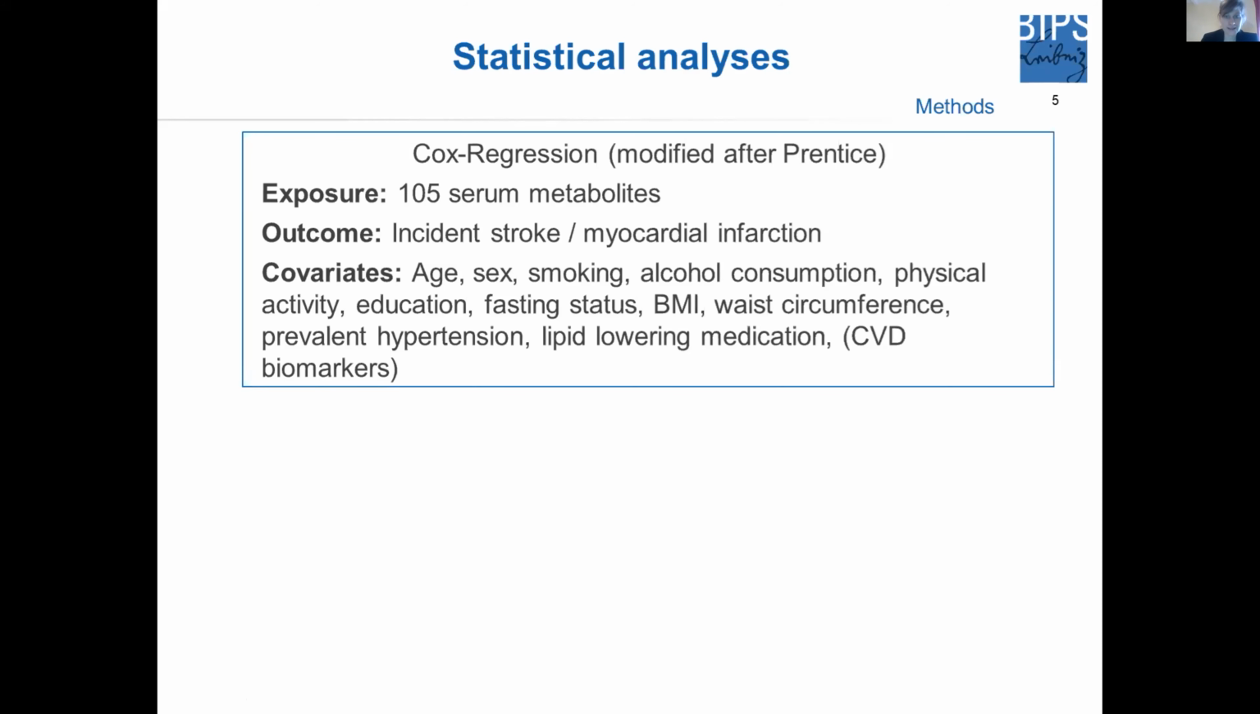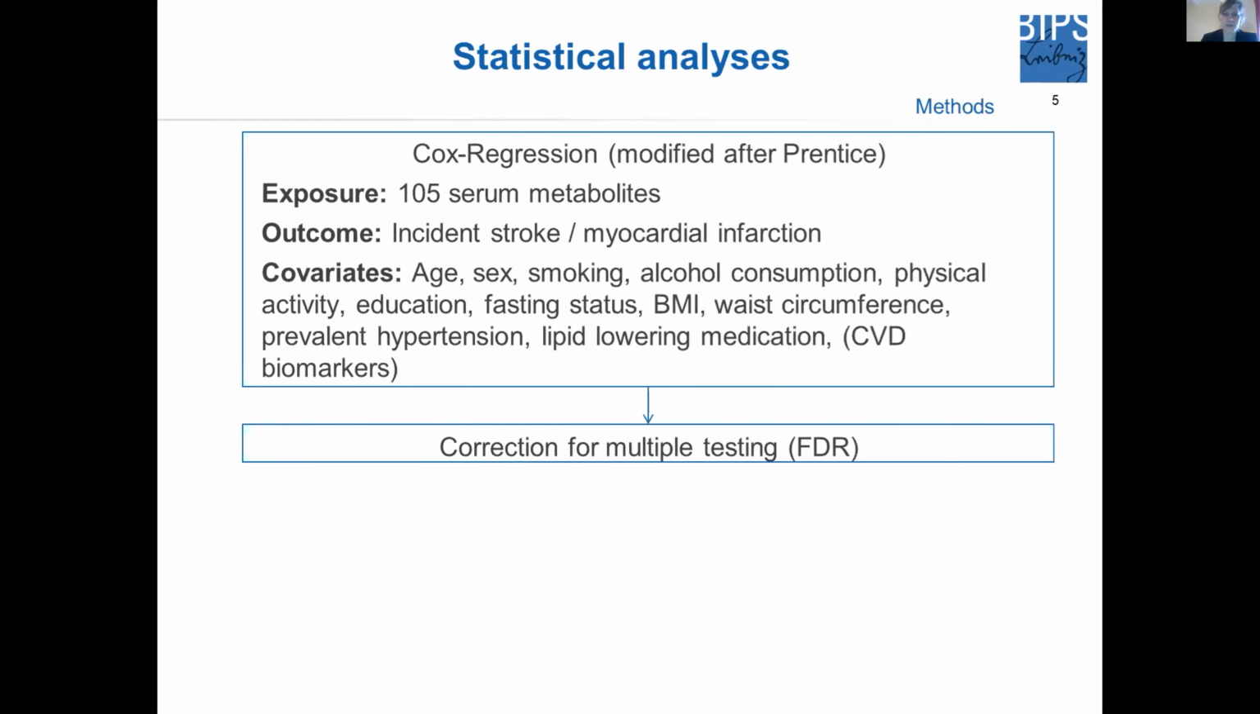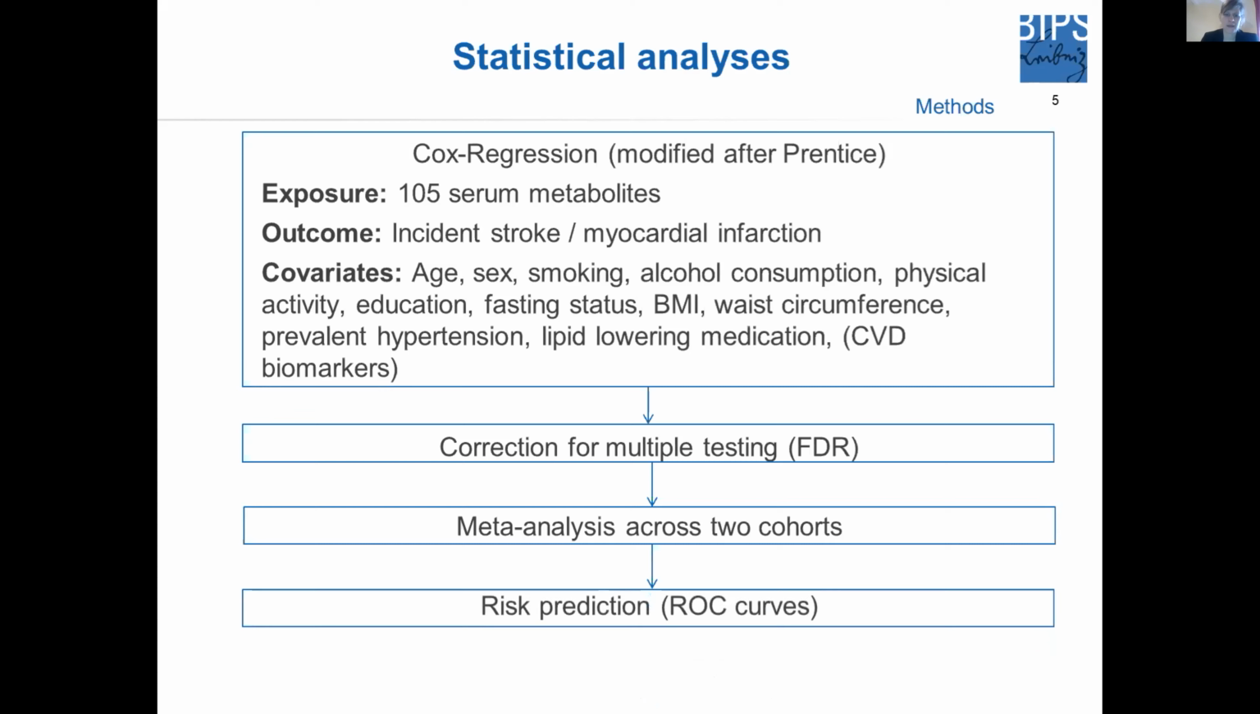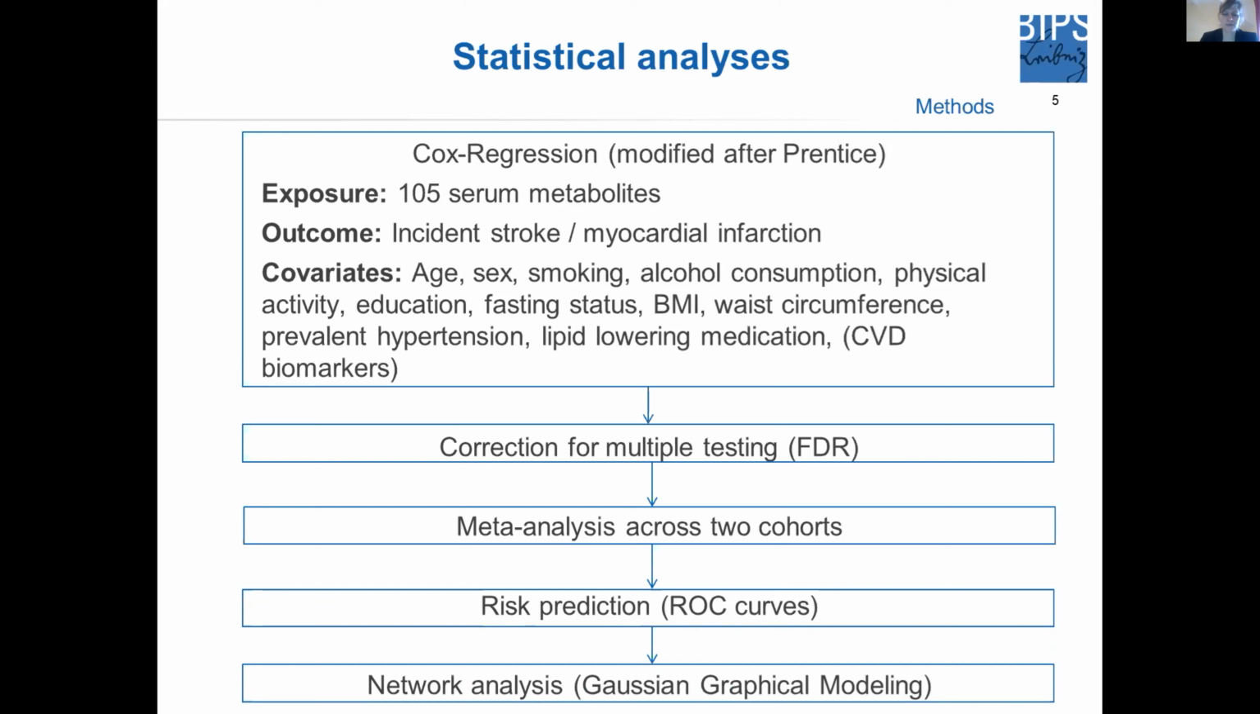Because you ran so many tests, you have to correct for multiple testing. And then additionally, we had the problem that we could not combine the data from the 2 cohorts in one data set. So what we did then was a meta-analysis across the 2 cohorts. And we only selected the metabolites that are consistently linked with cardiovascular disease risk in both cohorts. We also calculated some measures of risk prediction, and later on we went into some network analysis, and I will talk about the network analysis in the second part.